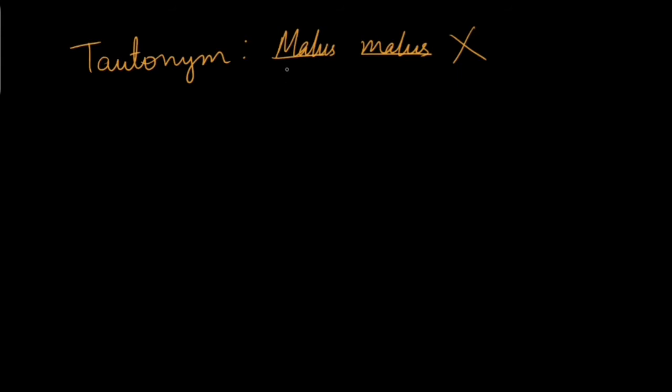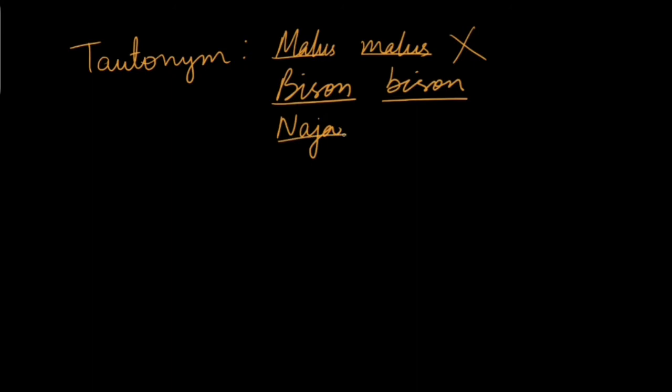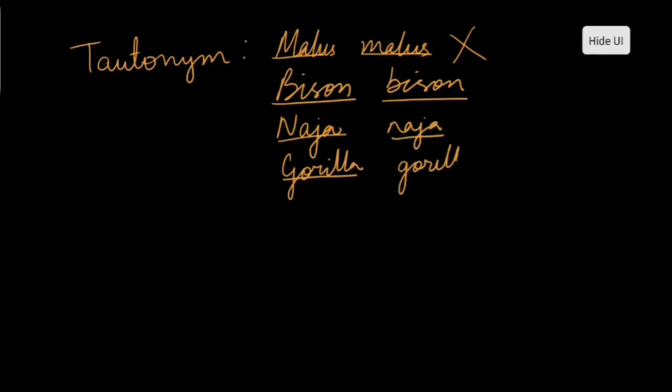For example, bison. Zoologists are pretty cool with tautonyms. They have no problem with them. Another example, I think cobra is called Naja naja, and gorilla Gorilla gorilla, and there are many tautonyms in zoology. It's all accepted in zoological nomenclature, but it is not accepted in botanical nomenclature. So that's it for tautonym.